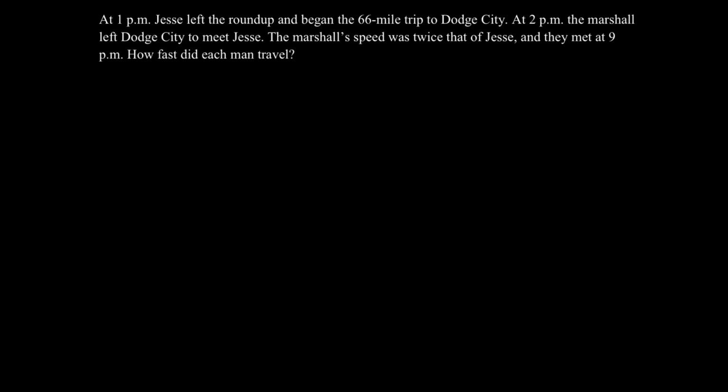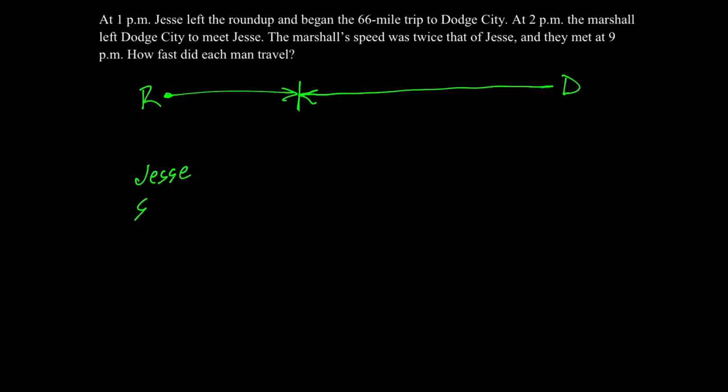All right, so a couple of things you could do is say, well, here is the roundup. I'll put R for roundup. And Jesse leaves the roundup towards Dodge City, which is over here. And then the sheriff goes this way. And at what time do they meet? So this is a problem that would lend itself to either one of the techniques I had shown you. But I guess maybe I'm partial to this one because it helps students organize and see where to put everything.